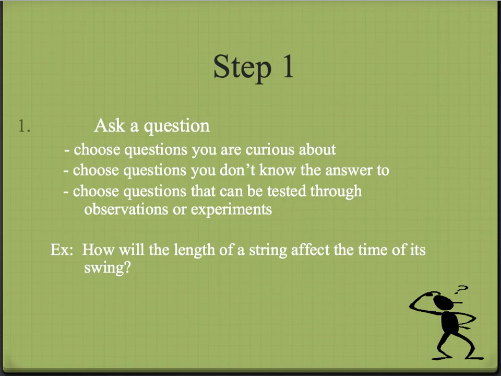You also want to choose questions that can be tested through observations or experiments, and this means that you need to be able to make some type of measurement and go through repeated trials. So for example, one of the questions that one of the groups this week had to conquer was, how will the length of a string affect the time of its swing?